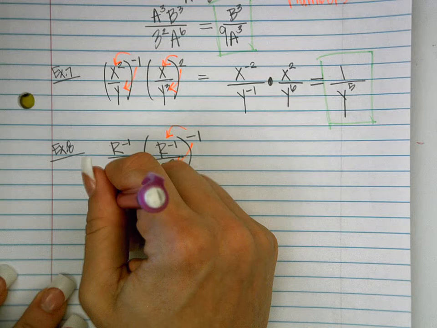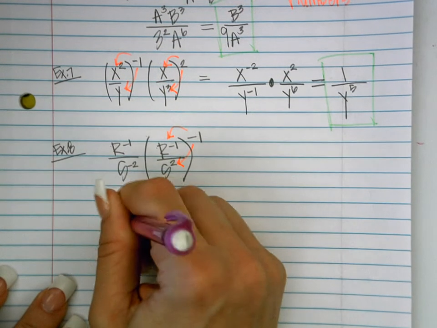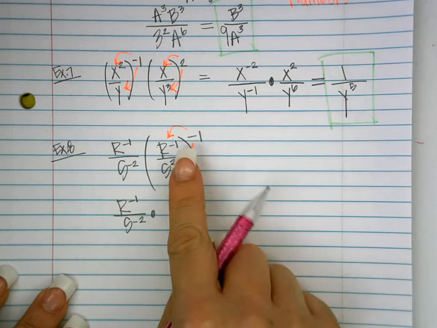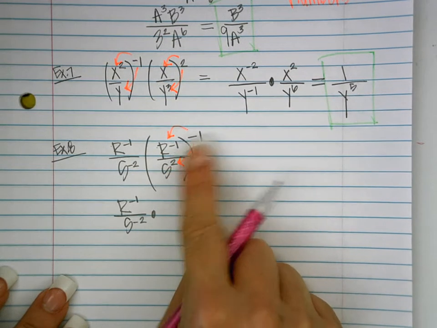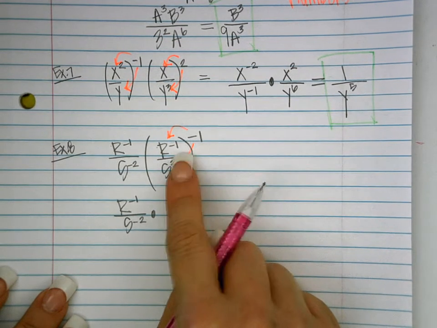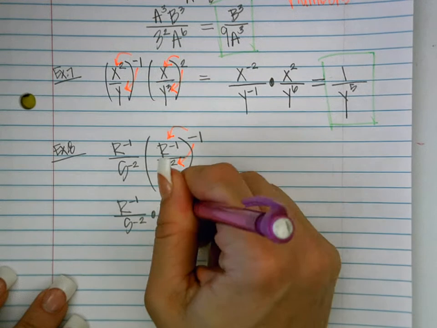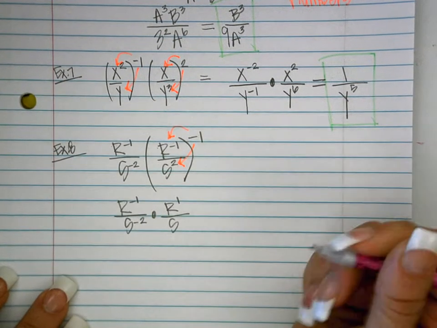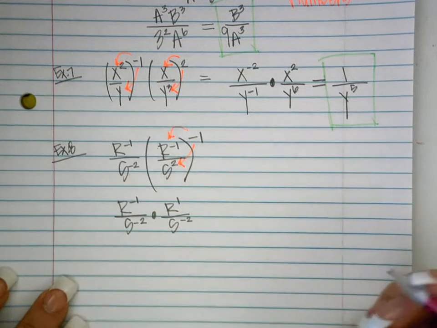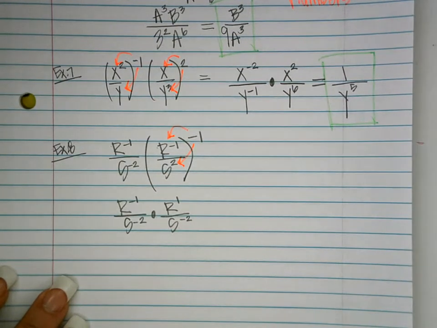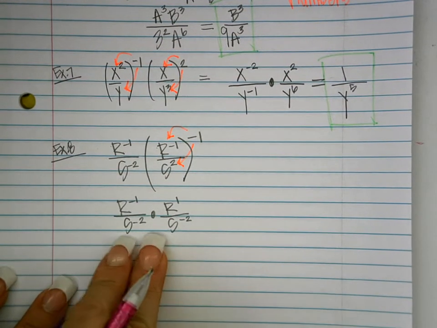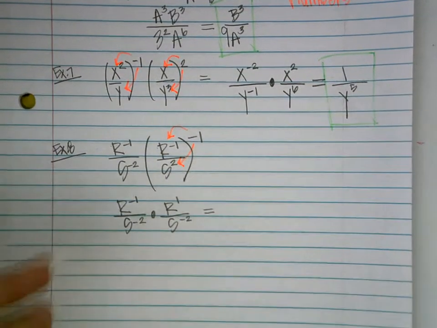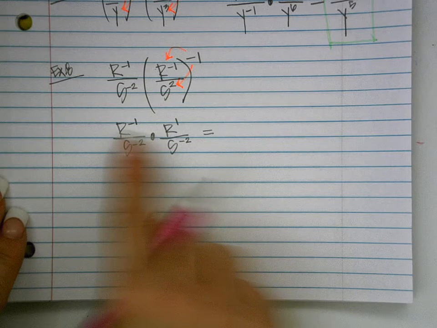So r to the negative 1 over s to the negative 2, multiplied by, what happens with these negative 1s? Do they multiply or do they add? Multiply. So r to the positive 1 over s to the negative 2. Now, you could do this one of two ways. You could combine them first, or you can move all the negatives first. Does not matter. I'm going to choose to combine them first because it's a little bit easier.